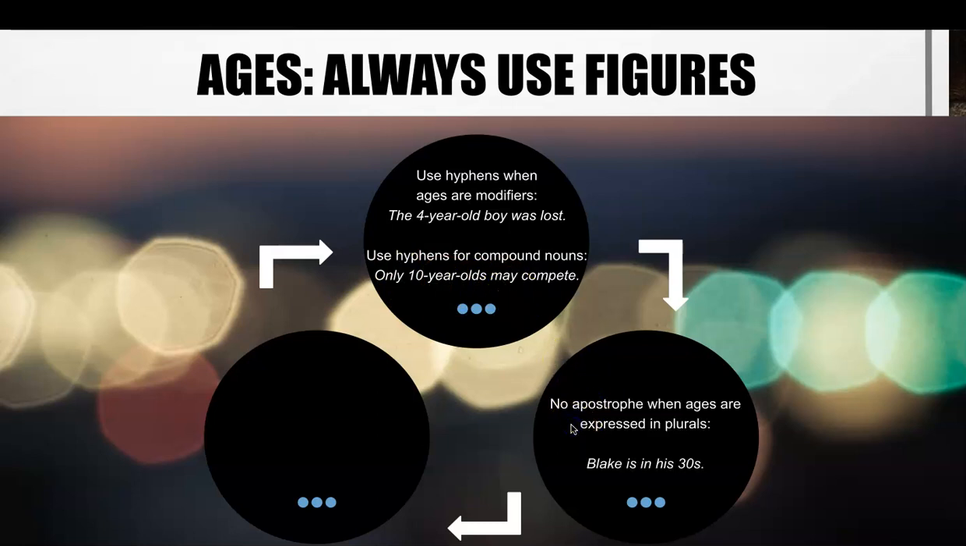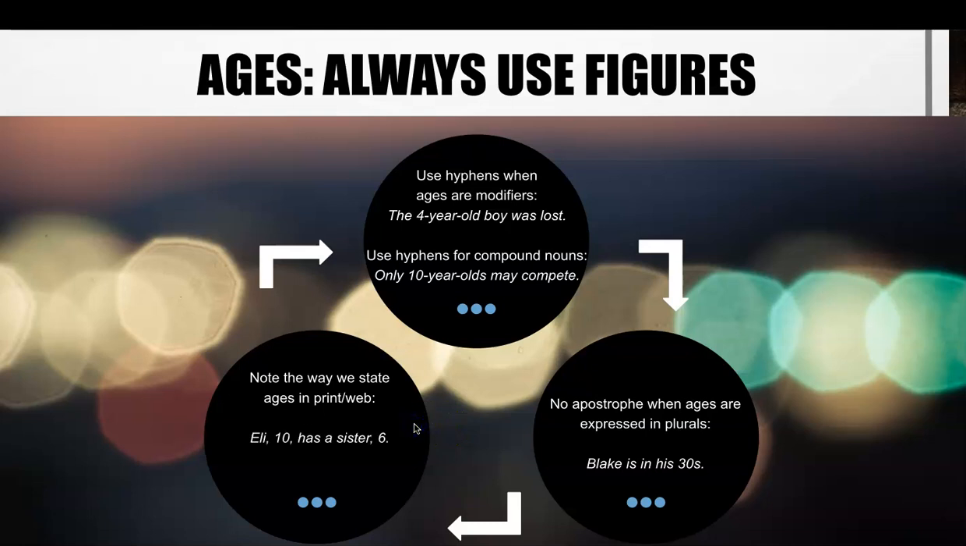Now, we already talked about this too, but when you're using plurals, Blake is in his 30s, I'm going to put an S here. I don't have any apostrophe anywhere. There's no placeholder. It's not possessive. It's just more than one. So I'm going to do that.